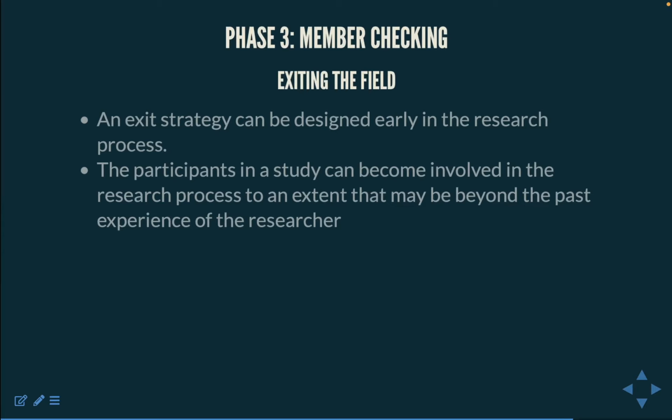An exit strategy can be designed early in the research process. Information redundancy is usually the predominant criterion for leaving the field. When all data collection tools cease to reveal any new information, then it is time to close the fieldwork. This may also be tempered by time restrictions on the study. Exiting the field may also be a difficult process, as described in the literature. The participants in the study can become involved in the research process to an extent that may be beyond the past experience of the researcher.